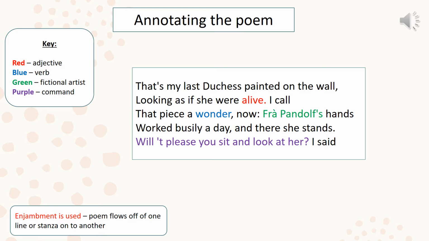And your extra challenge for this bit is to look at the command that the Duke gives the messenger. "Will't please you sit and look at her?" He's inviting his visitors to look at the painting. Okay, so how is the Duchess a victim of the male gaze here? Think about how the Duchess has no control over who looks at her now, as it is a painting, and the Duke is making people look at her.